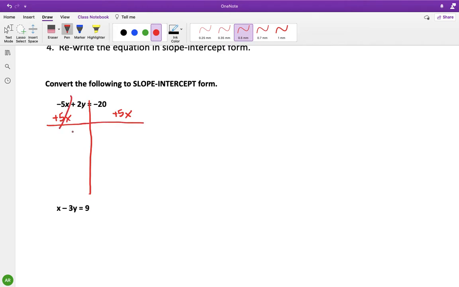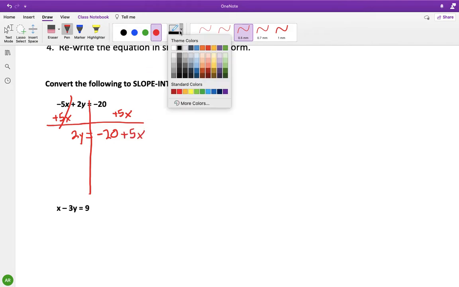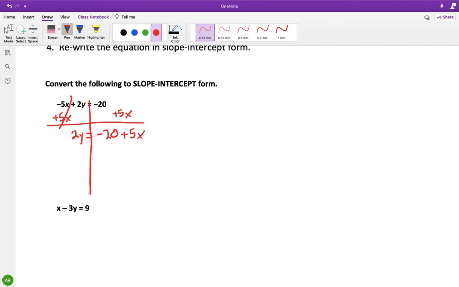That goes away, and on the left side I'm left with 2y, and on the right side I'm left with negative 20 plus 5x. Let me go ahead and make this a little bit thinner line. Okay, now I'm basically done. Only thing left on the left side with that y is the coefficient of 2. I want the coefficient to be 1, or I want y to be a naked variable, so I need to divide both sides by 2. Now, left side's easy. This goes away. Then we are left with y equals negative 20 divided by 2 is negative 10.